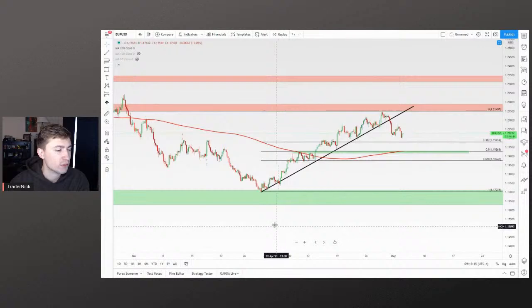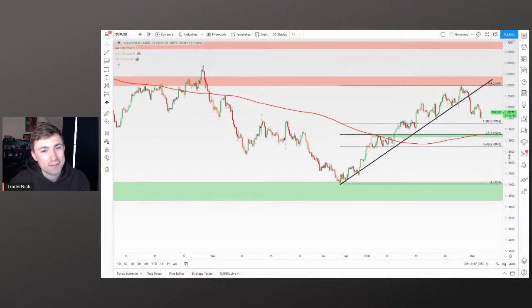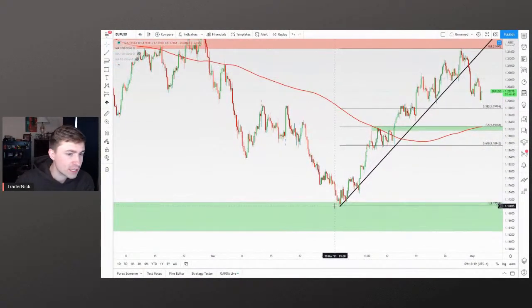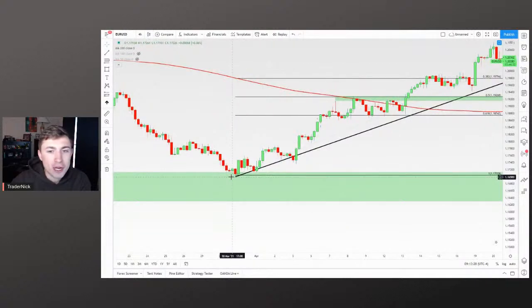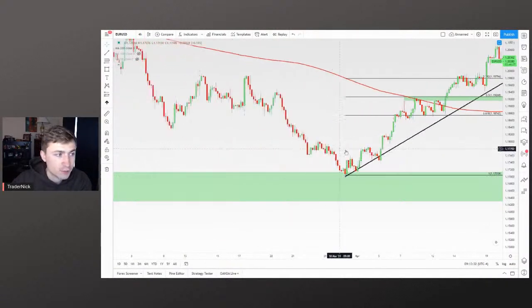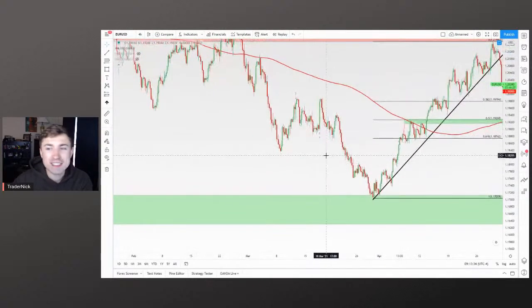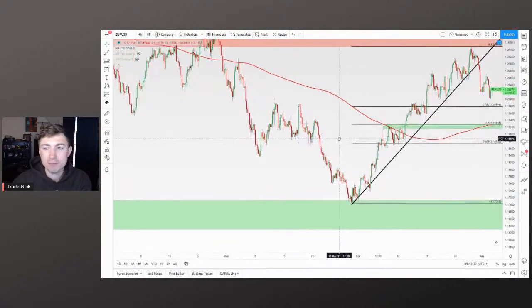Actually, this was annoying. I called out 1.17. I think it literally just barely missed it. So there's 1.17, and you can see it's hard to even tell, but price came right on down just above it and turned around on a dime. So we'll see if it actually can tag the 1.17 level this time.